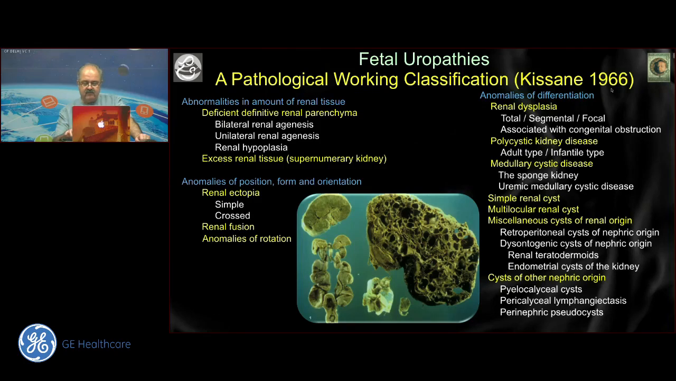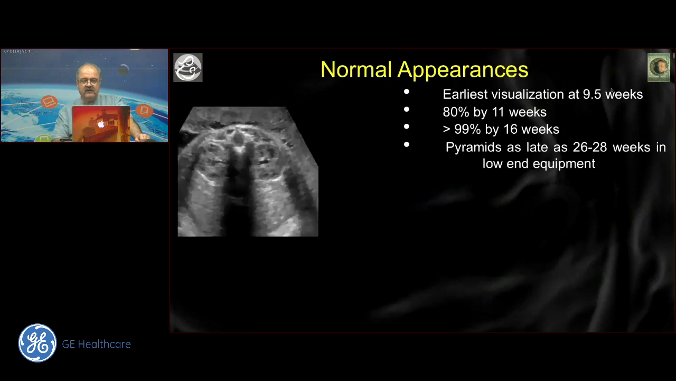Let's move on to the next bit, which really hasn't changed, and that is the normal appearances. We do understand that sometimes with the newer transducers, especially with the vaginal approach, we might end up picking up kidneys as early as 9.5 weeks, but that's not really the time we look for them. By the time we've reached about 11 to 12 weeks, we'll pick up most of the kidneys, and by 16 weeks, we should be able to pick up almost all the kidneys.